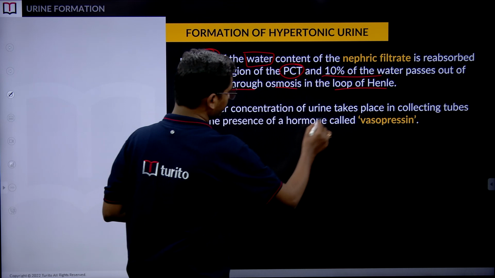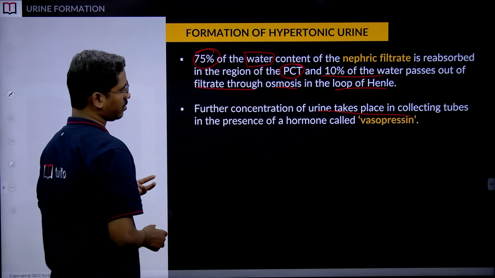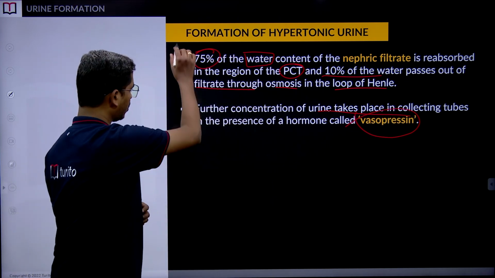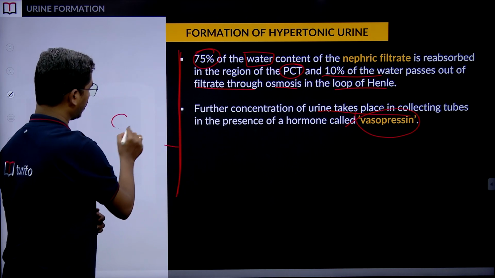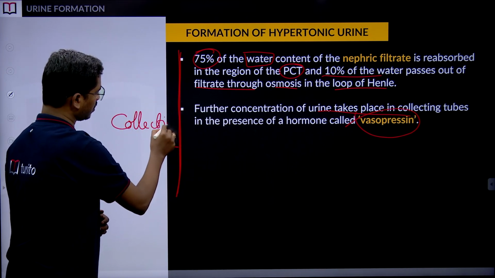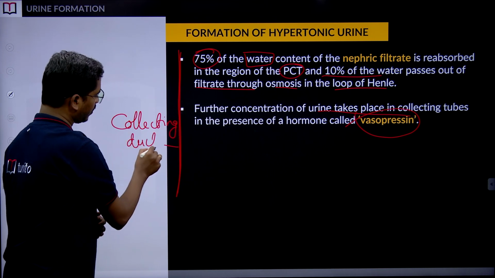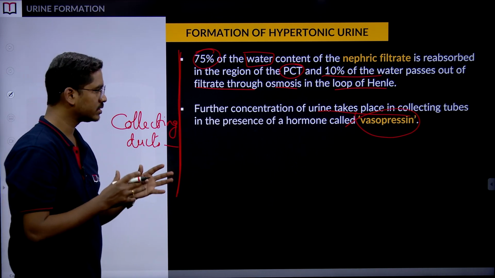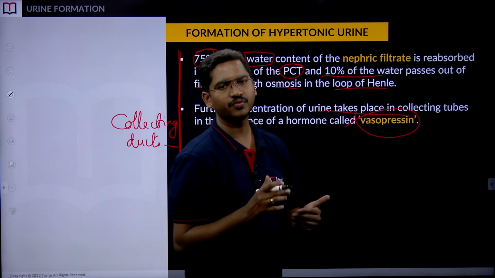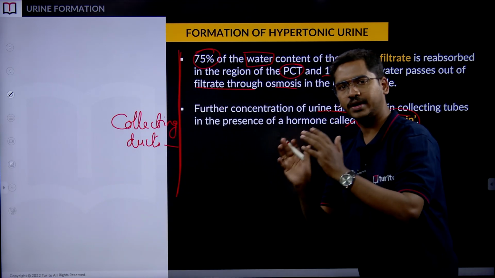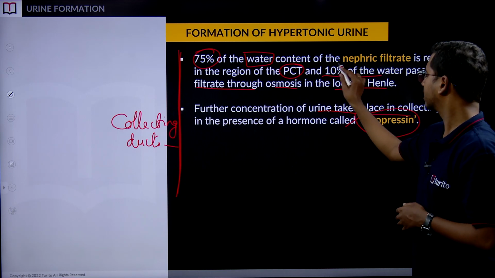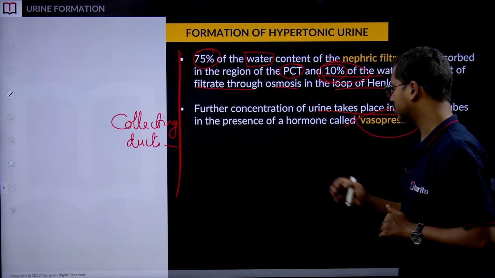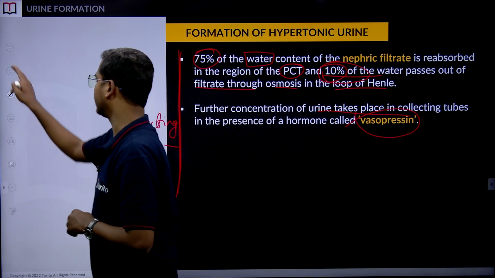Now, you see the further concentration of the urine takes place in the collecting tubes in the presence of a hormone called vasopressin. You have seen that collecting tube, that is a long tube, which we call collecting ducts. That is where you will see concentration of the urine happens. Concentration in the sense of addition of more and more solutes to the solvent passing through it. That solvent is that 10% of water, right. In that you will see that concentration of urine happens like that.